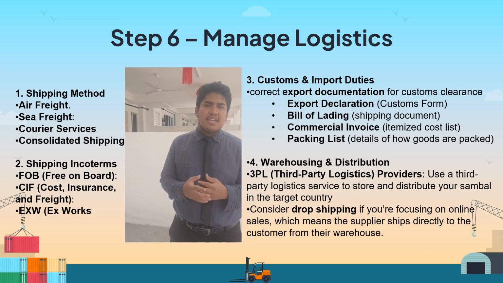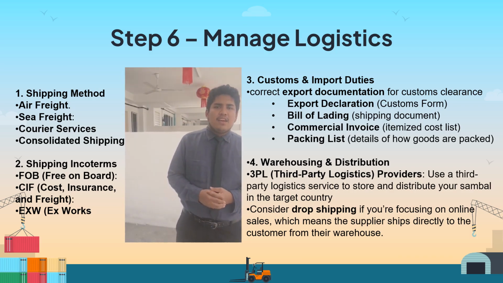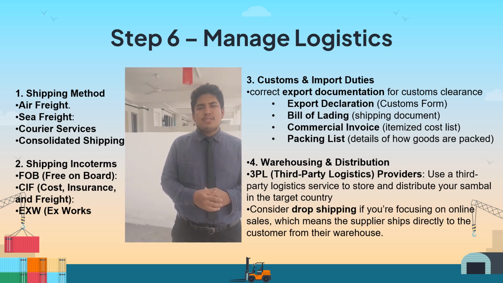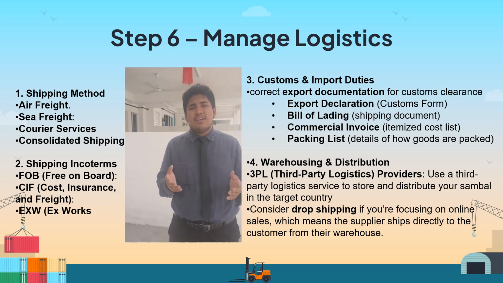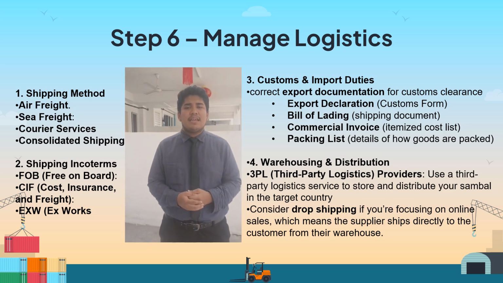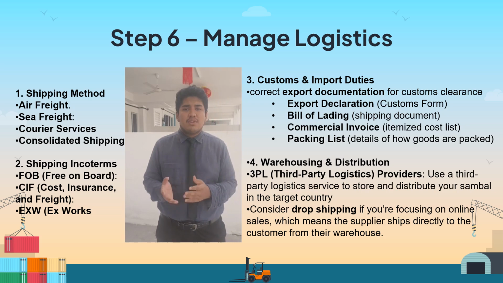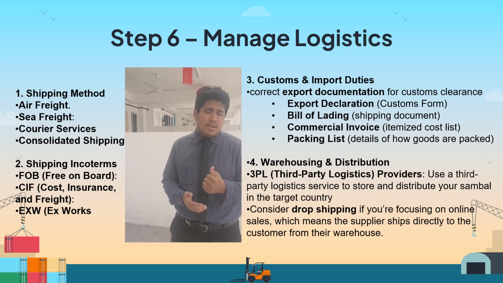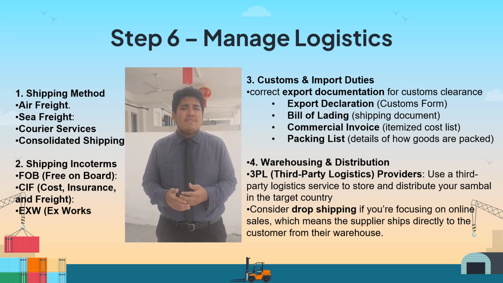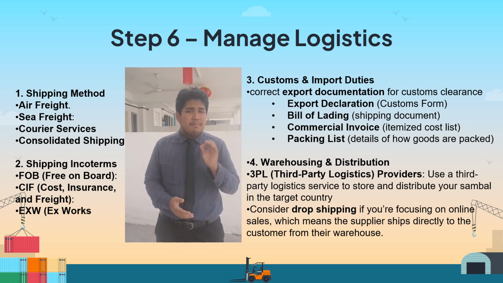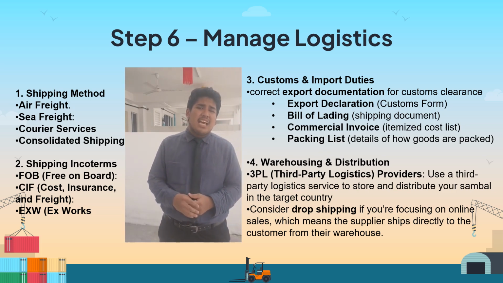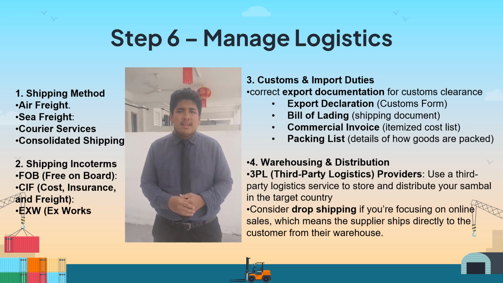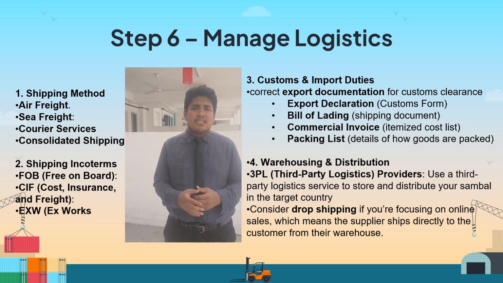Step 6 is all about managing logistics efficiently. First, we decide on the shipping method. Options include air freight, sea freight, courier service, or consignment shipping. Each has its pros and cons based on cost and delivery times. Next, we choose the right Incoterms like FOB, CIF, or EXW, which define responsibility between buyer and seller. Then we handle customs and import duties by preparing the correct export documents such as the export declaration, bill of lading, and packing list. These are essential for smooth customs clearance.